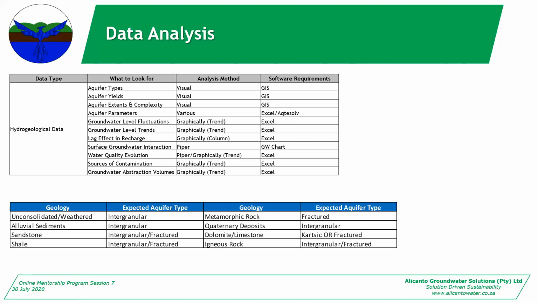Metamorphic rock is almost always a fractured aquifer type. Quaternary deposits, such as your sand deposits or your aeolian sands, is an intergranular. In dolomite or limestone, you can either get a karstic aquifer or you get a fractured aquifer. Now, dolomite is not always karstic. Competent dolomite has got almost zero yield.